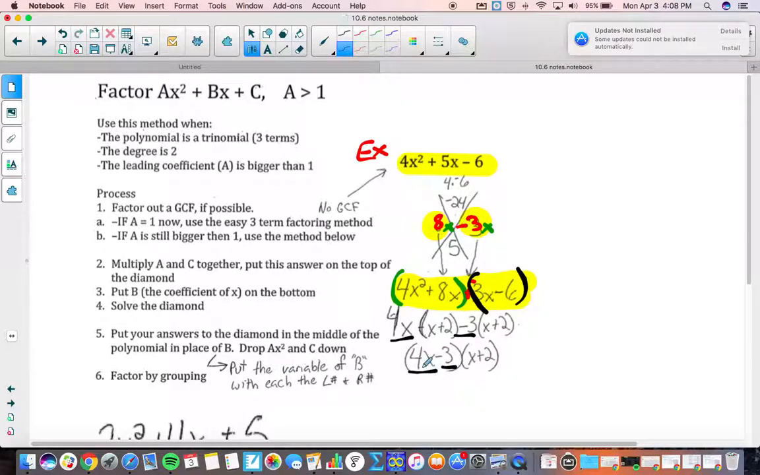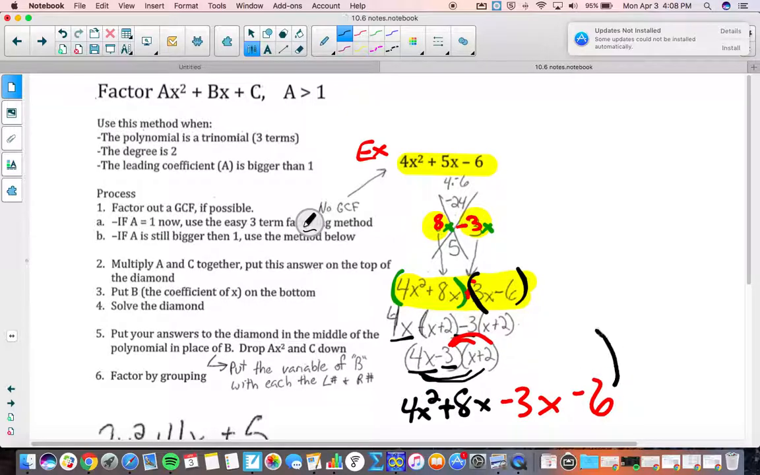If you went back and foiled this together, now you would get 4x squared minus 8x minus 3x. Mr. P made a mistake. He'll come back to it in a second. And negative 6. Did you catch the mistake? 4x times positive 2 is positive 8x. So this looks like that, which is good, but then to really combine like terms, it is equivalent to that thing up there. So we do get 4x squared plus 5x minus 6.